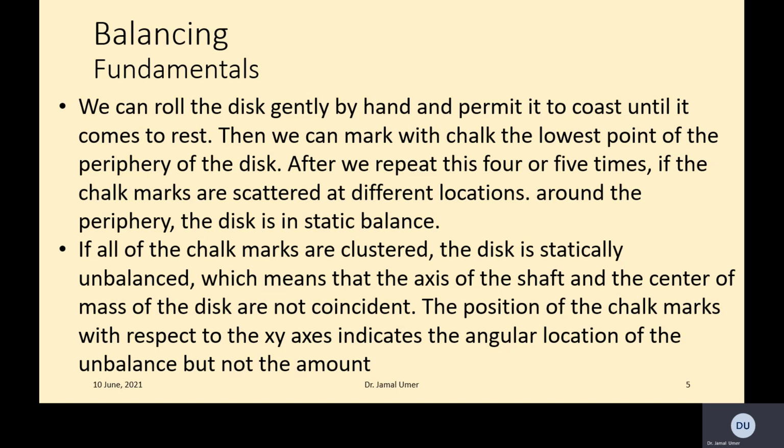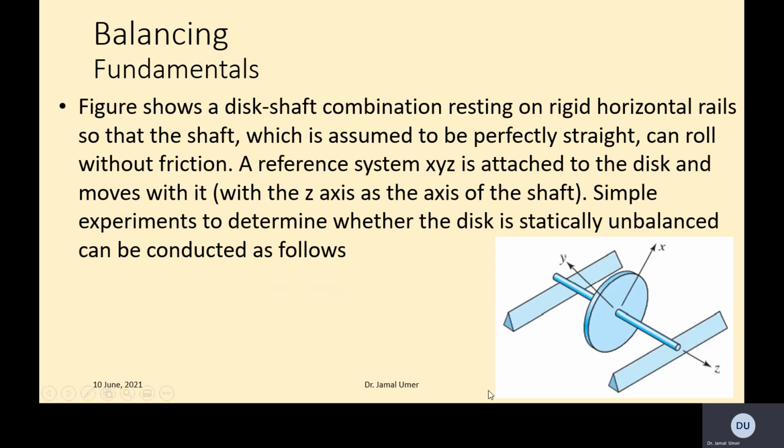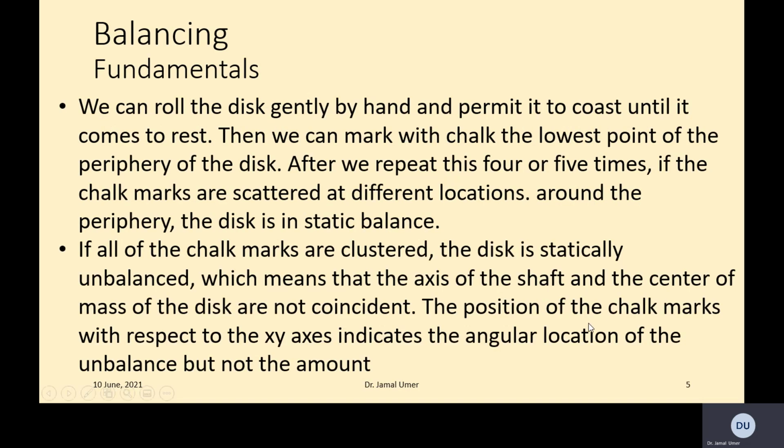So if the chalk marks are clustered in here, let's say 4 or 5 chalk marks with 4 or 5 measurements, what does it mean? The shaft, the disc, has more mass over there, so that's why it's getting to that lowest point. That is why it is called an unbalanced situation basically.